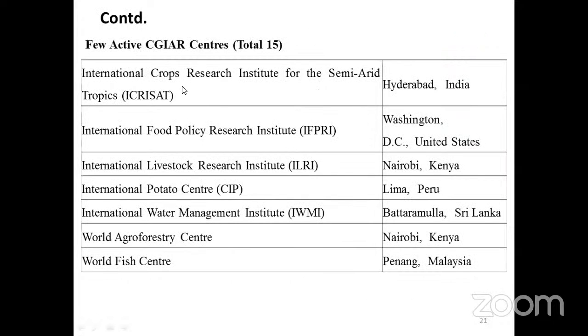These are some of the centers you might already know, like ICRISAT we have in Hyderabad. Then you might have heard about IFPRI. It is mainly located in Washington, United States, but it also has a center in India, which is in Delhi, NASC complex. Then the International Livestock Research Institute is in Kenya. Then the Water Management Institute in Sri Lanka, World Agroforestry Center in Kenya, and the Fish Center in Malaysia. So you can see they have presence throughout the world, be it any continent like Africa, Asia, or South America.